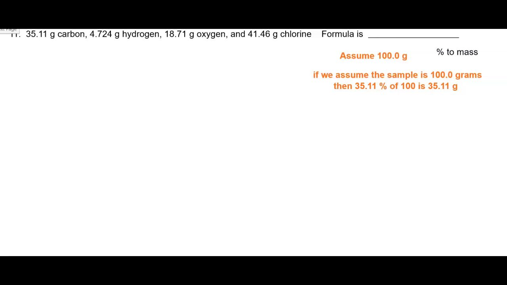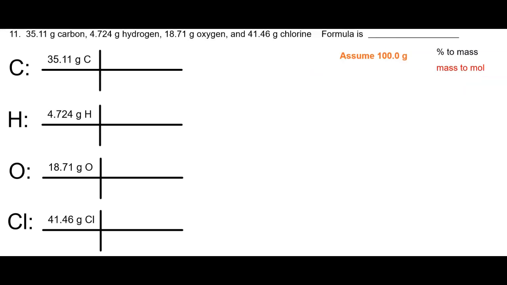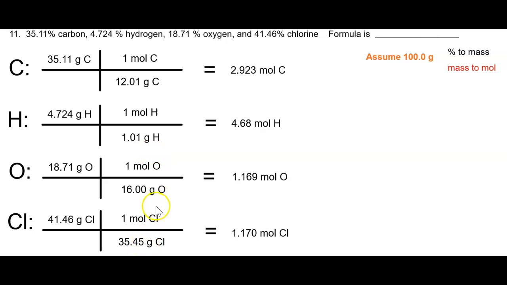Then we're going to the next step, which is the mass to mole step. Remember, that's where we take each of the atoms in the compound and take their gram values and divide them by the molar mass for each off the periodic table. That's where I got all these. Then I'm going to multiply across the top, divide by the bottom, and I get these. So that takes care of the mass to mole step.